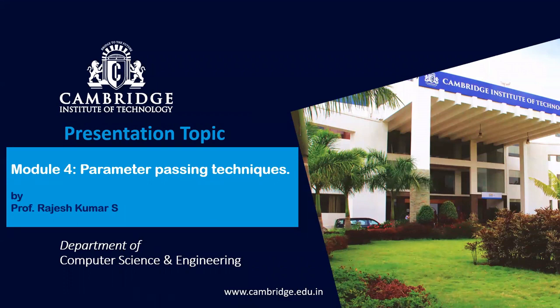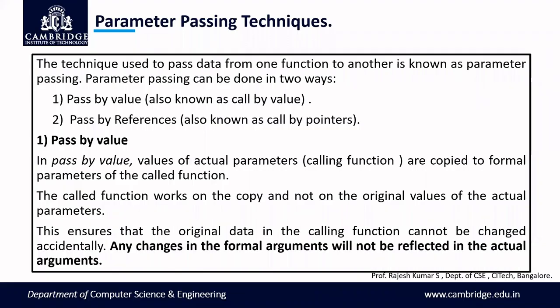In today's session, I'll be discussing a parameter passing technique. Now, what is the parameter passing technique? This is a technique used to pass data from one function to another function, known as parameter passing. Normally, the transfer takes place between the calling function and the called function. The parameter passing technique can be achieved in two ways: pass by value and pass by reference.